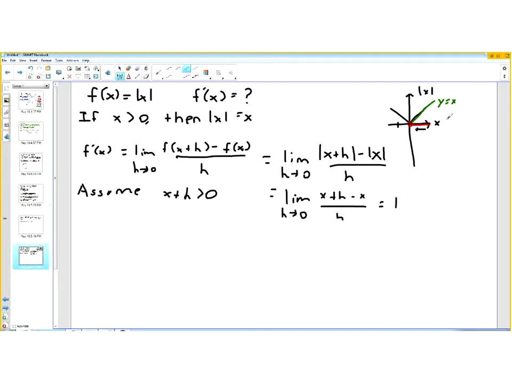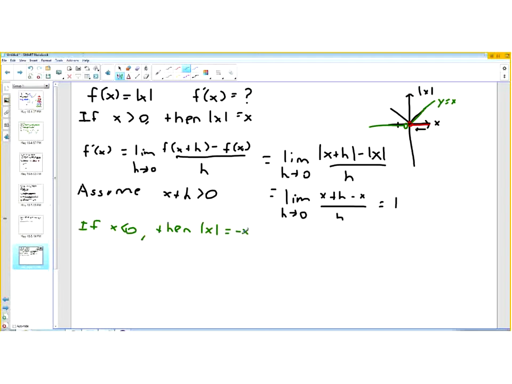Now we'll go in the other direction, x less than 0. Let's calculate the slopes of the tangent lines to the absolute value function along this ray, which I've outlined in green. So the second part of this exercise is, if x is less than 0, then the absolute value of x is equal to negative x.